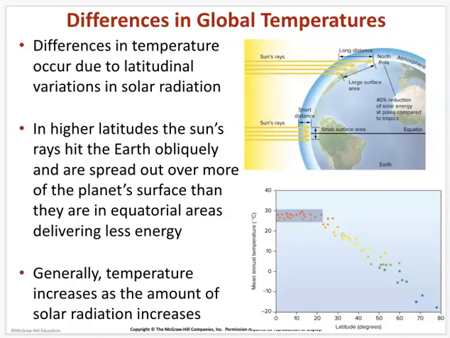And finally, the temperature will increase as the amount of solar radiation increases. So the further away from the sun, the less solar radiation is hitting that point on the Earth, whereas when you look at the direct hits, they're coming straight on. They have nowhere else to go. These oblique angles are bending around and not coming directly in, so to speak.